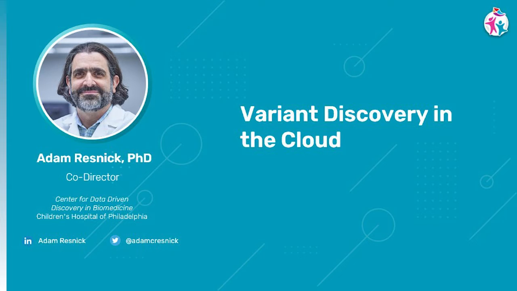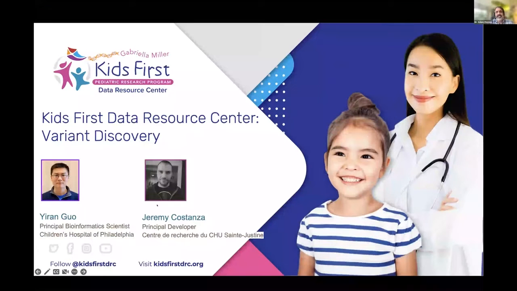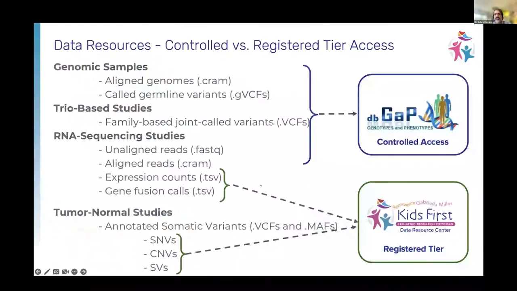For the sake of time, I'll be speaking on behalf of those who have done much of the work, and I really want to commend Yaron Guo and Jeremy Costanza from the Kids First DRC side for developing resources that take an orthogonal approach to some of what you heard already today from NARA, for example, supporting the queryability and findability of the resources investigators might want to access by leveraging gene-centric queries.